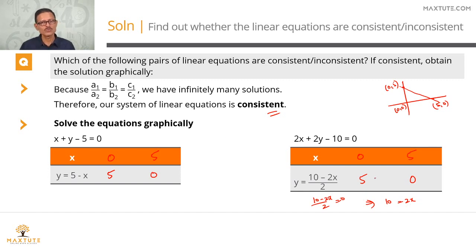So 0 comma 5 is one solution, 5 comma 0 is another solution. So we have 2 points which are exactly the same 2 points lying on both these lines, which means these two lines are coincident. If you want, you can check one more. Pick something like 1 comma 4. Is 1 comma 4 going to satisfy this? 1 plus 4 minus 5 is 0. Satisfies it. Let's check whether it satisfies here. 2 times 1 is 2. 2 times 4 is 8.